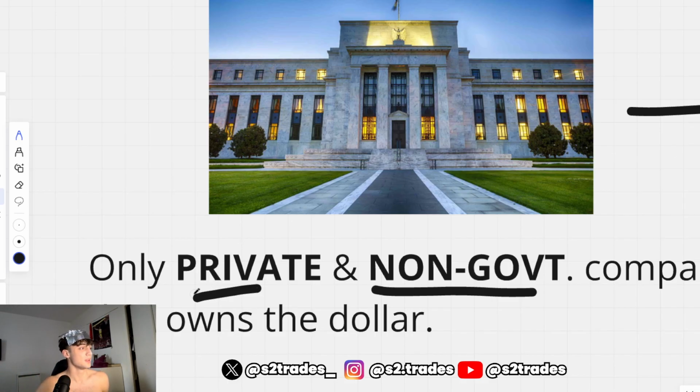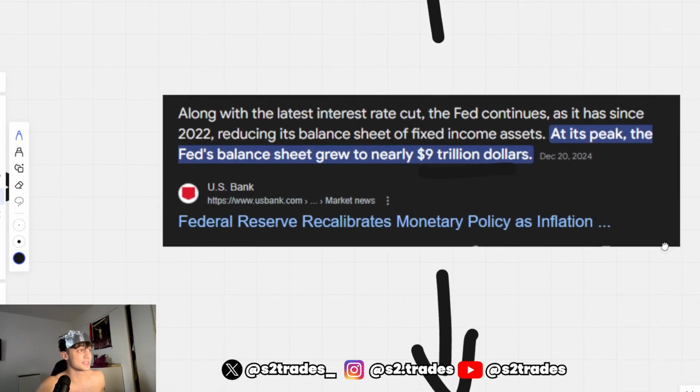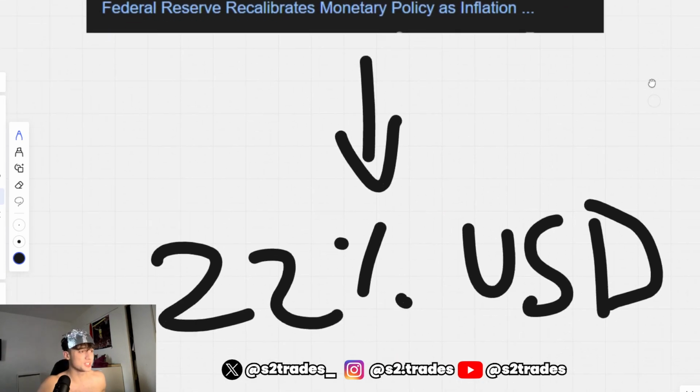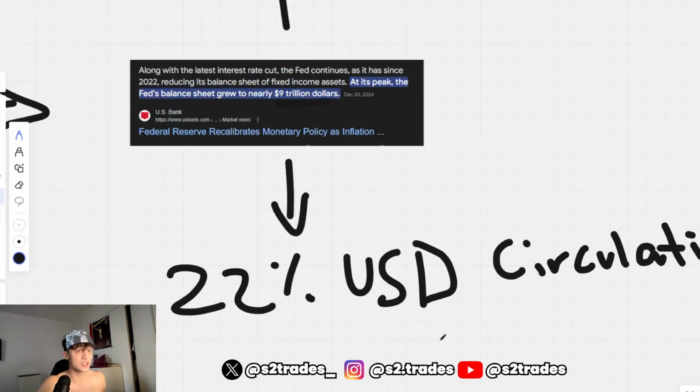So you guys are probably thinking, okay, the Fed prints out the money, so what? But let's look at this. In 2022, they printed out $9 trillion, which is actually 22% of the entire USD circulation. They printed that out in a year, right?